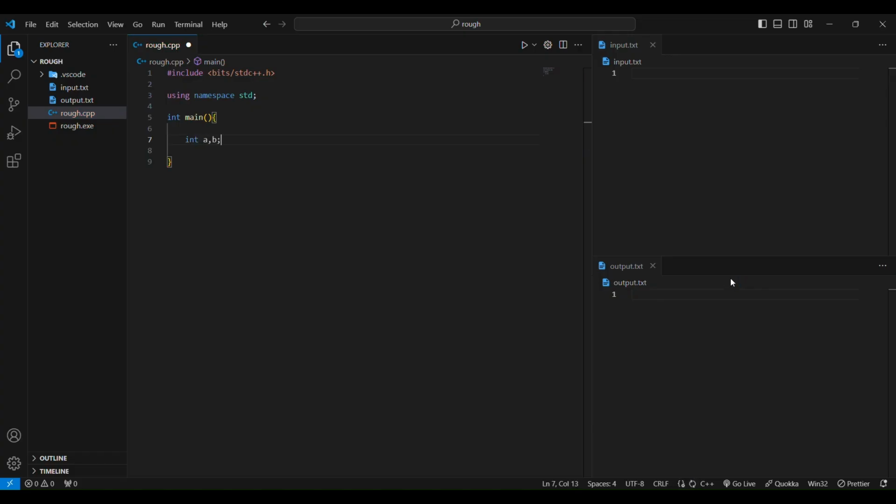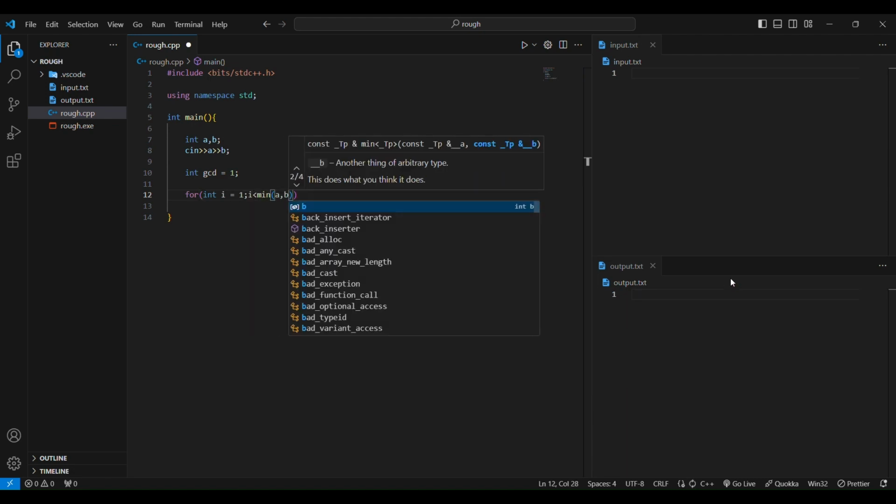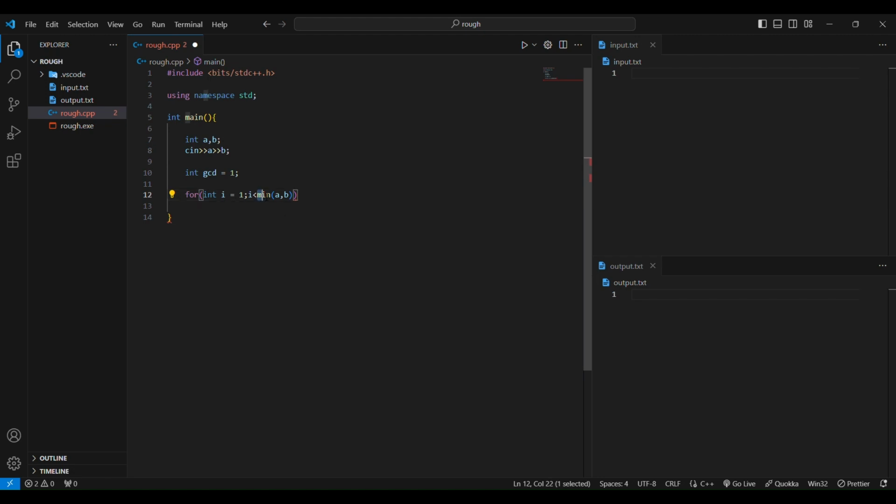Int a comma b, we are taking a and b. Then we are initializing a variable. Let's say GCD. GCD equals 1 at the beginning, and we are going for a for loop. Int i equals 1, i is lesser than minimum of a comma b, right? So this is an inbuilt function that will be giving the minimum of a and b, right? And then i plus plus.